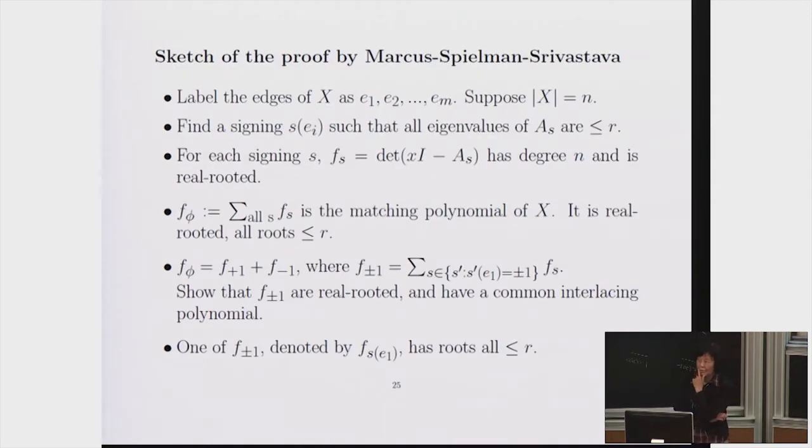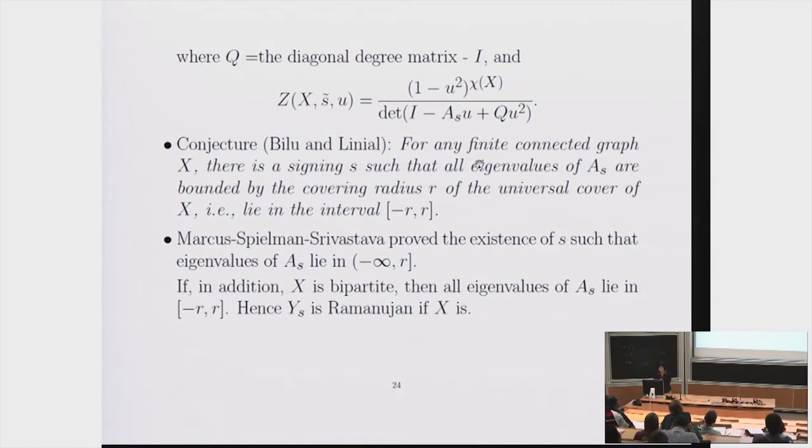So how did they do that? You first randomly label the edges of your graph. Suppose there are m of them, and let's assume that this graph has n vertices. For each edge, I want to find a sign, either +1 or -1, such that at the end all the eigenvalues of A_S, which we know are real, will be at most R, because I only want to prove half of the conjecture.